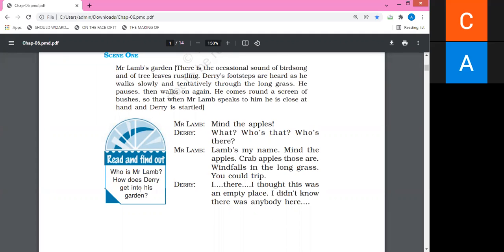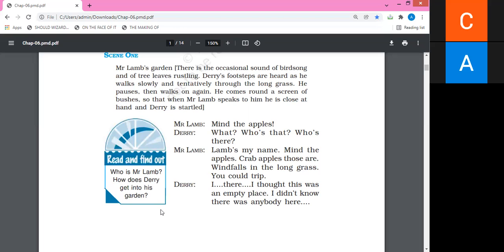Just look at the second question. How does Derry get into his garden? Derry gets into his garden by climbing over the wall. I think it is very clear. That was an illegal way of entering the garden of Mr. Lamb. In other words, we can use the word trespassing. The word trespassing also highlights this point: if we enter the property of anybody illegally. Very clear up to this point.